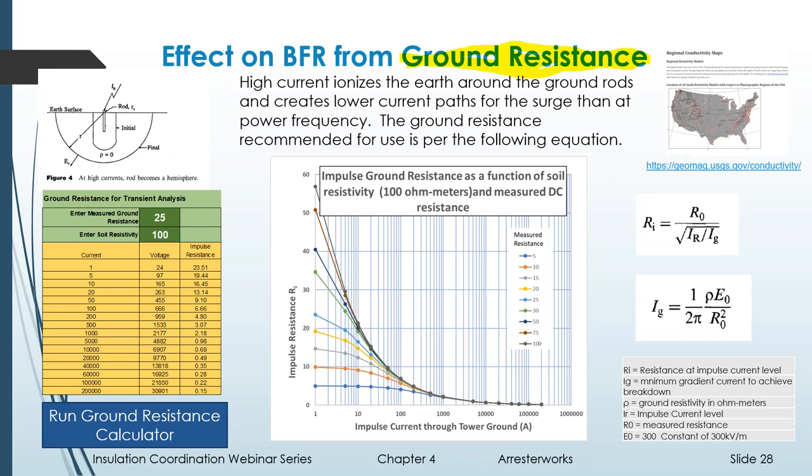It's a low current resistance, where you put current into the ground and then measure the resistance of this earth over to some probe. Well, when lightning strikes, we have ionization in the earth around here, and it lowers the resistance of the earth considerably as a function of current.